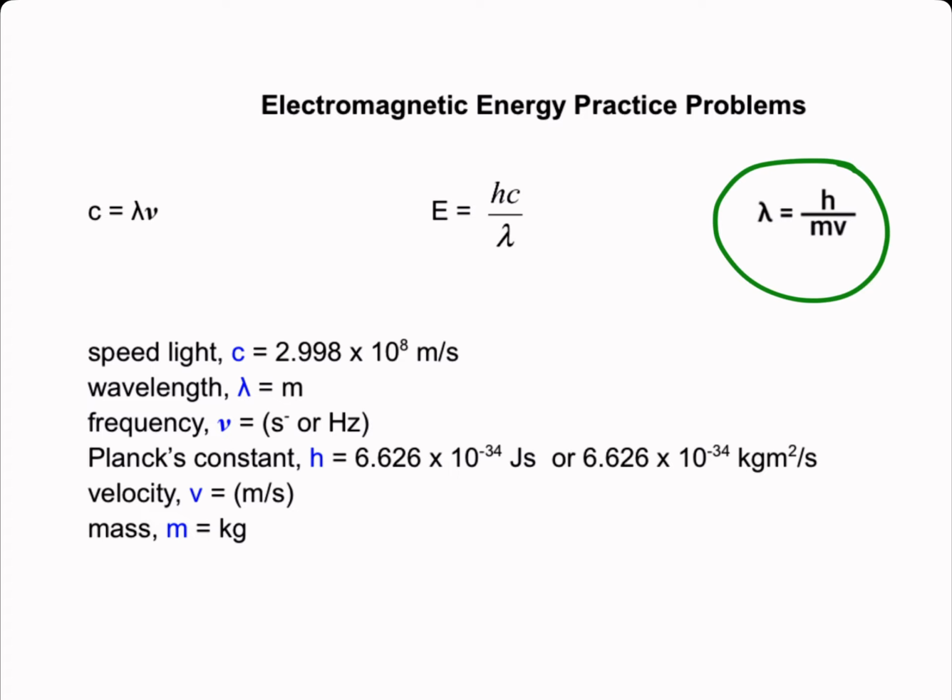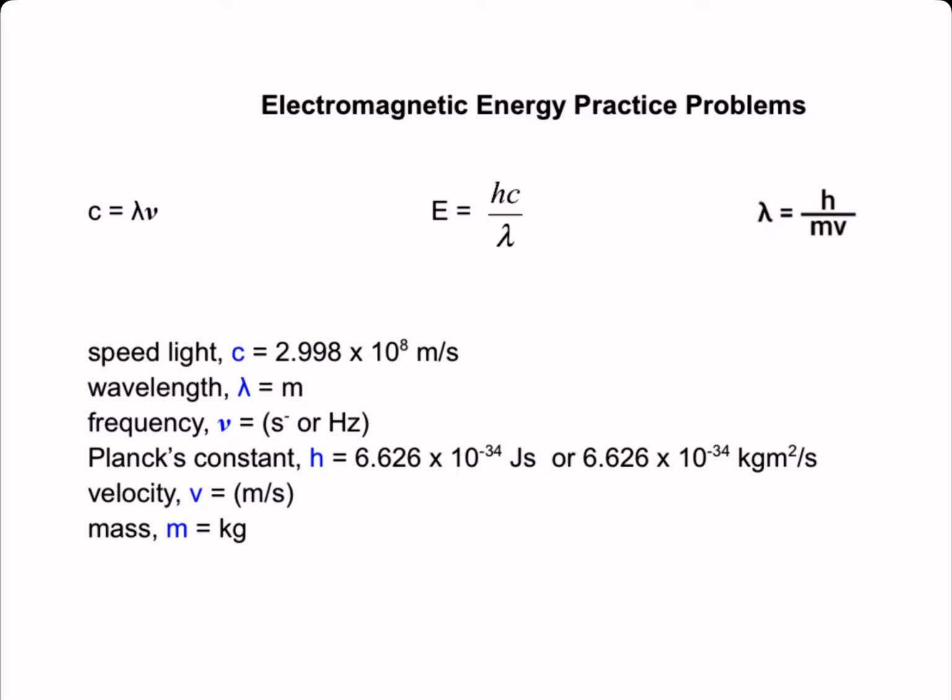But we need the units to cancel out, so we need to convert Planck's constant to different units. Luckily for us, Planck's constant has already been converted for us. So when we're using this formula, we're using this Planck's constant: 6.626 times 10 to the negative 34 kilograms times meters squared over second. This will give us lambda in meters.